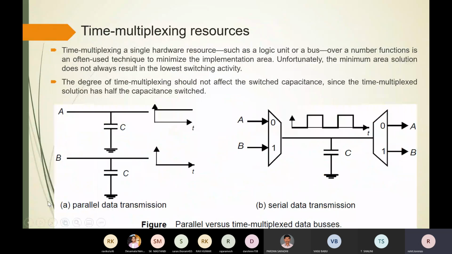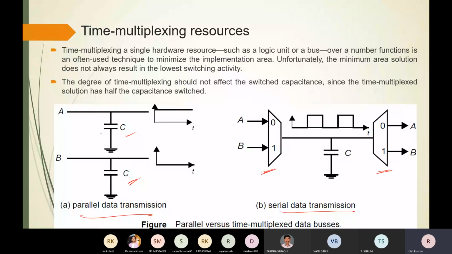Another technique to minimize the switching activity is this: we have transmissions, one parallel and another serial. You can see from this figure that in the parallel case, two capacitors are attached here. So this is time multiplexing on single hardware, where we use a multiplexer and demux. At the source end there is a mux, at the receiving end there is a demux.